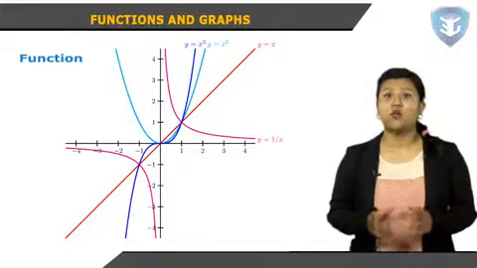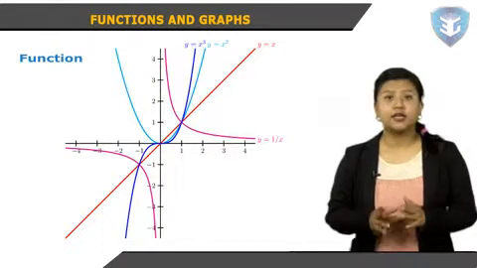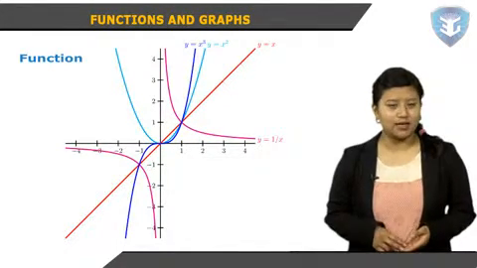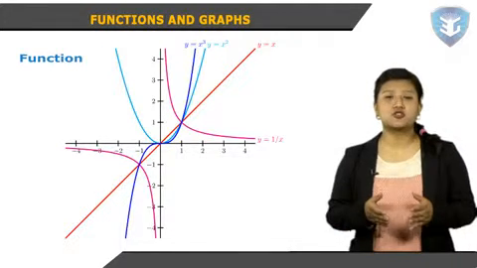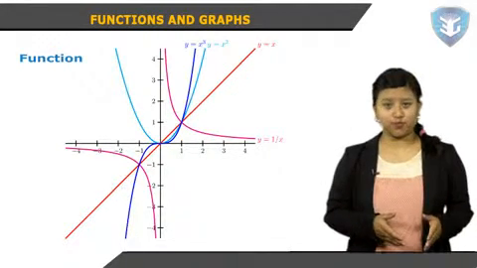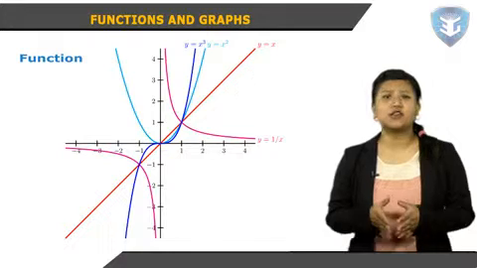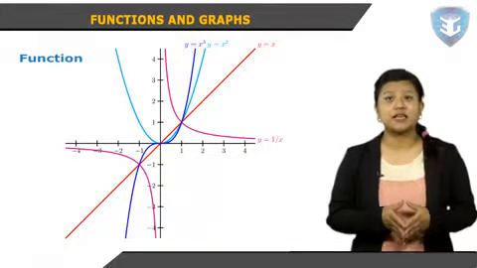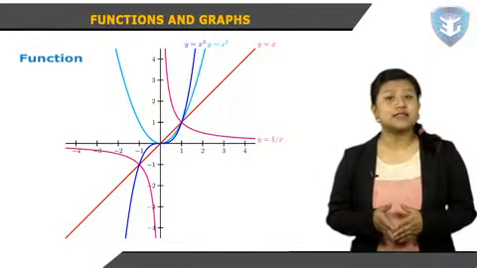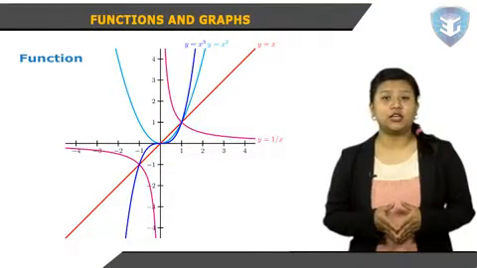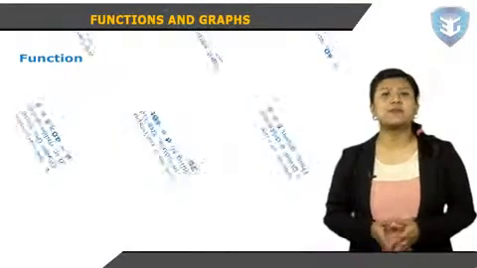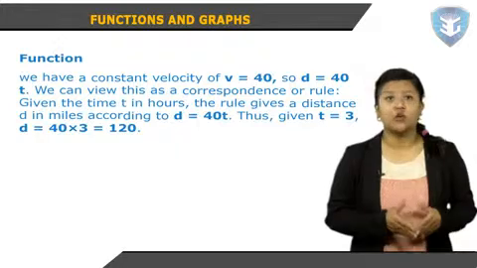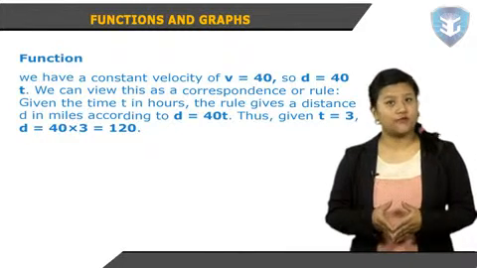car. In 1 hour, we will travel 40 miles. In 2 hours, we will travel 80 miles, and so on. The distance traveled depends on the correspondence to the time. Indeed, the equation relating the variable distance d, velocity v, and time t is d = vt. In the example, we have a constant velocity v, which is 40. So d = 40t.